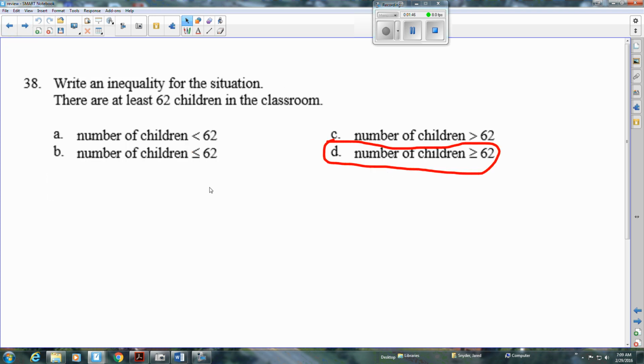Write an inequality for the situation. There are at least 62 children in the class. Always start with your variable or what you're working with. It says the number of children are greater than or equal to 62 because there's at least 62 of them in the class.